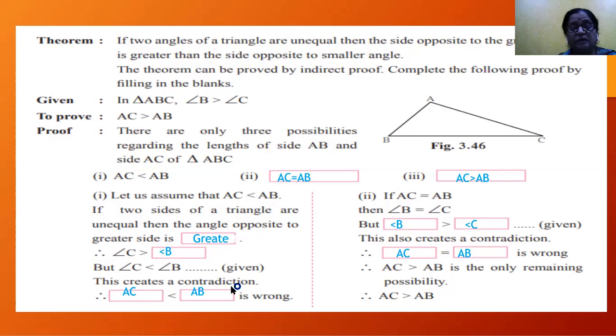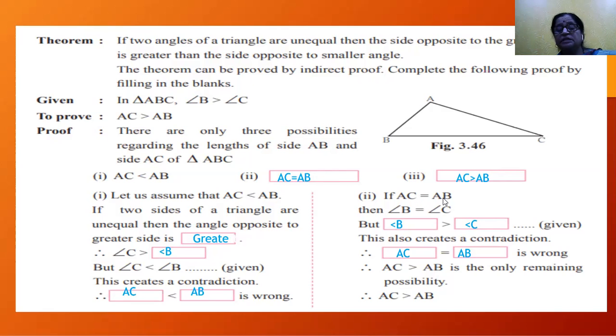This creates a contradiction, which means this possibility is not possible, so AC is less than AB is wrong, which means it is contradictory. Then the second possibility: we are going to see that AC is equal to AB.